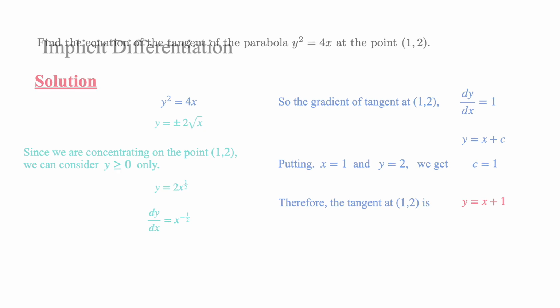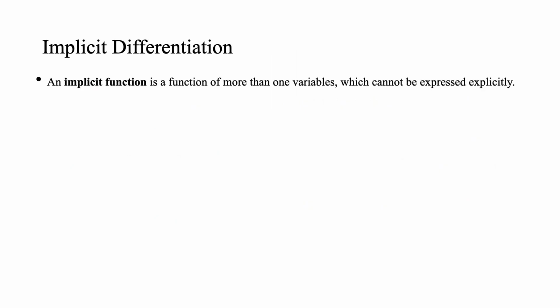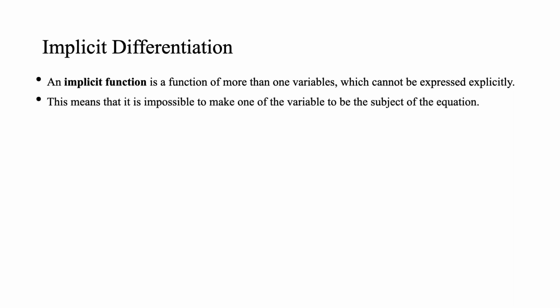Implicit differentiation is a tool for finding the gradient of a tangent at a certain point for an implicit function. An implicit function is a function of more than one variable, which is impossible to make one of the variables the subject of the equation. For example, like this example, even though we can express y as plus or minus 2 square root x, this is not a function, and hence it is not differentiable.